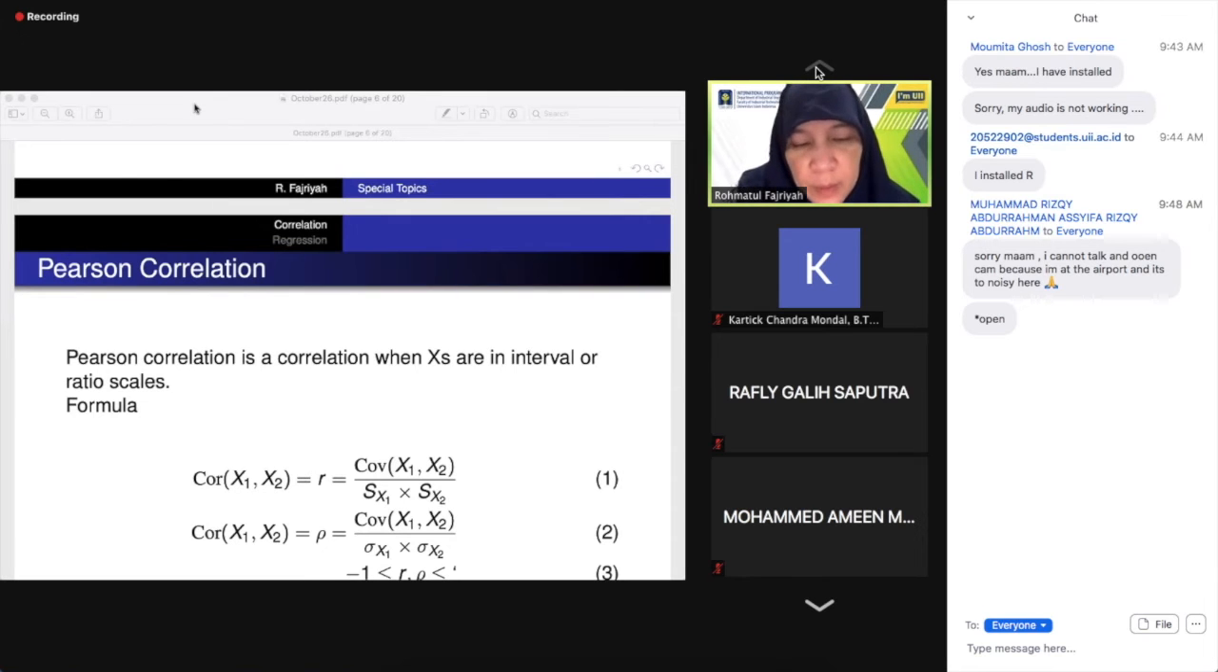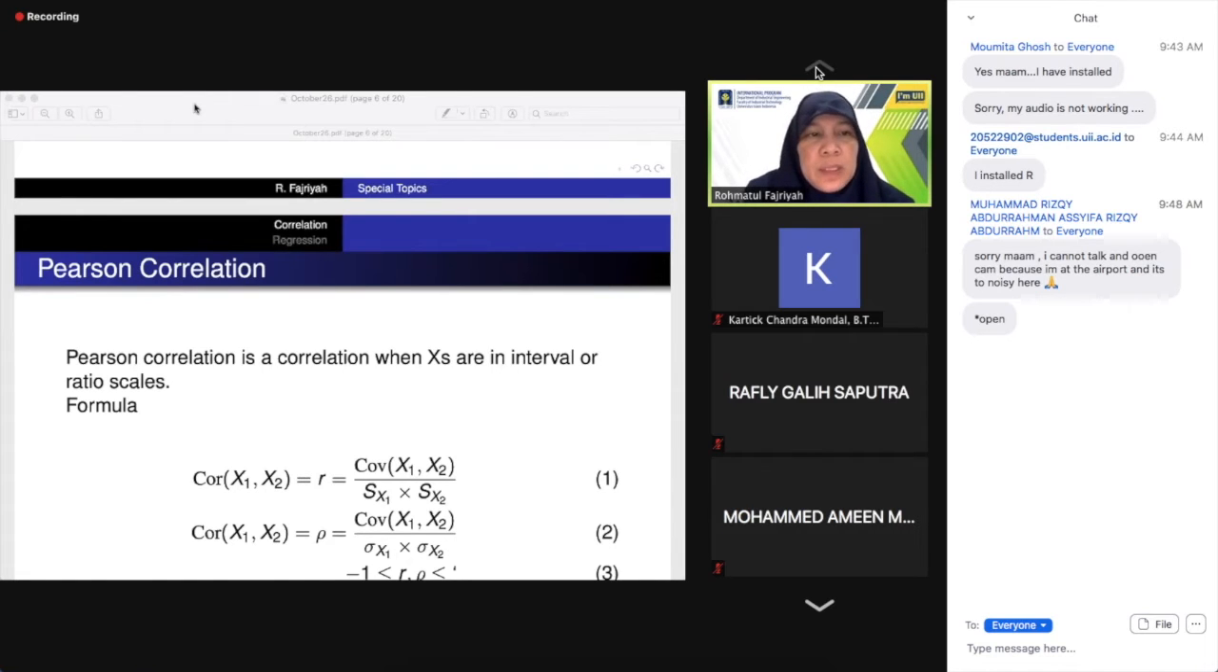There are two kinds of correlation. The first one is parametric correlation, and the second one is non-parametric. So it depends on the data. If the data is in nominal or maybe ordinal scale measurement, which is in ranking, we can say it is for non-parametric correlation. But if it is in interval or ratio, we can say that it will be parametric correlation. So one of the parametric correlations is what we call Pearson correlation.